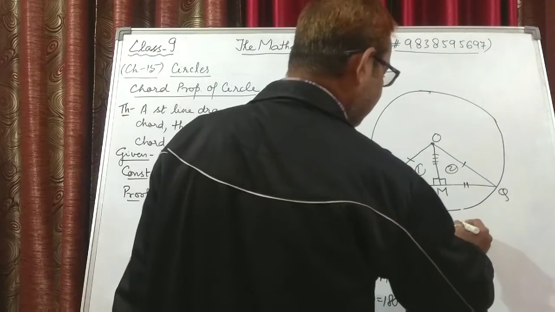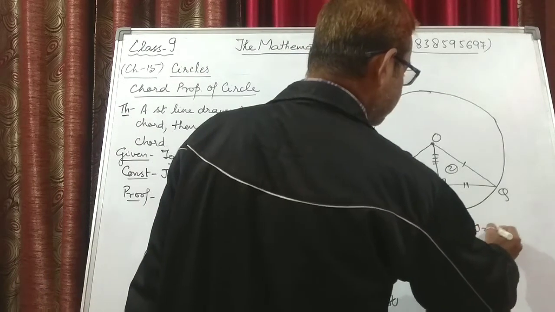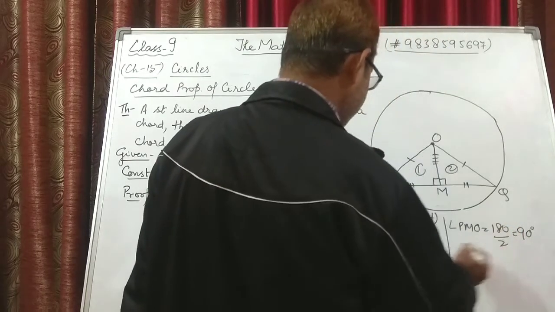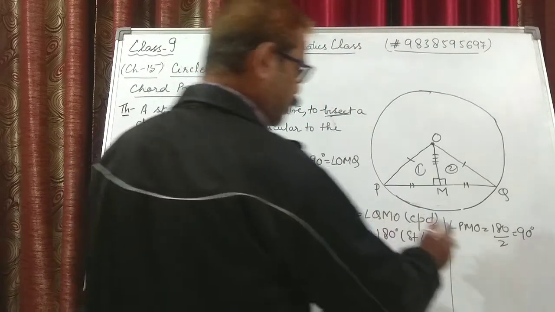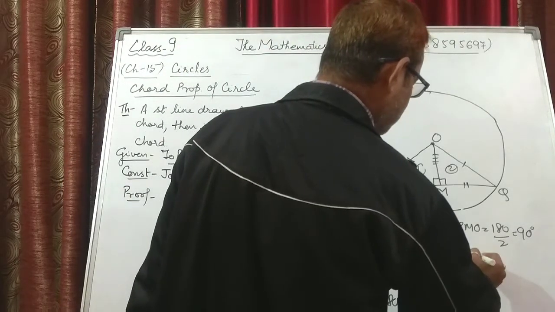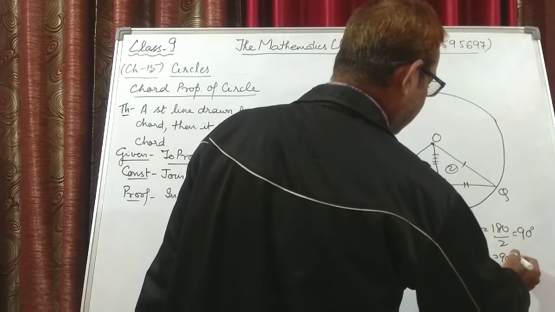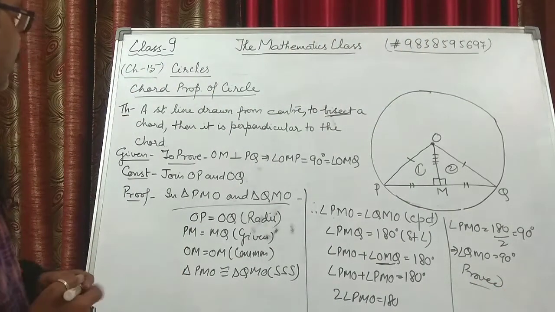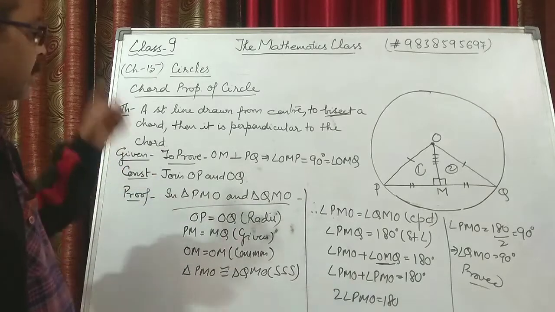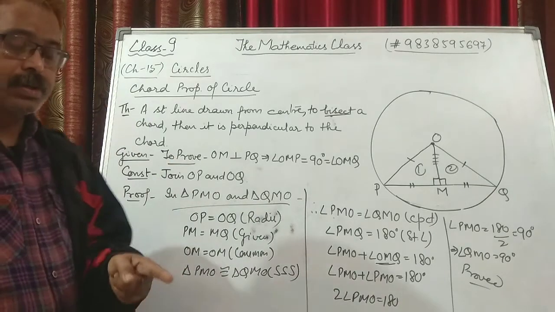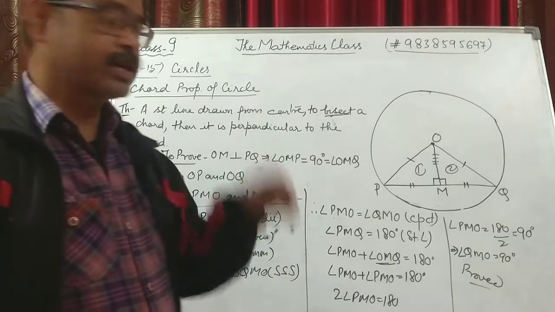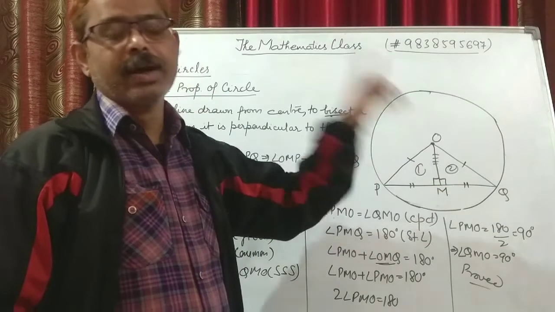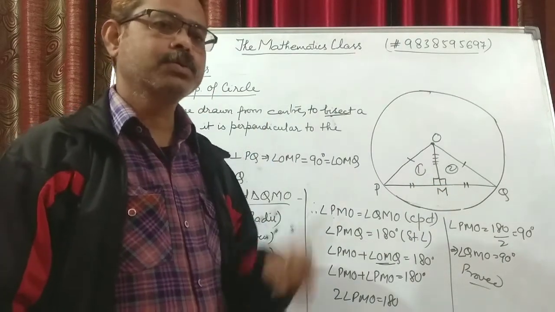So angle PMO is equal to 180 upon 2, which is 90 degrees. Since angle PMO was equal to QMO, angle QMO is also equal to 90 degrees. Hence that was your proof. So hence proved. Always remember that whenever a line from the center bisects a chord, then it is always perpendicular to the chord.